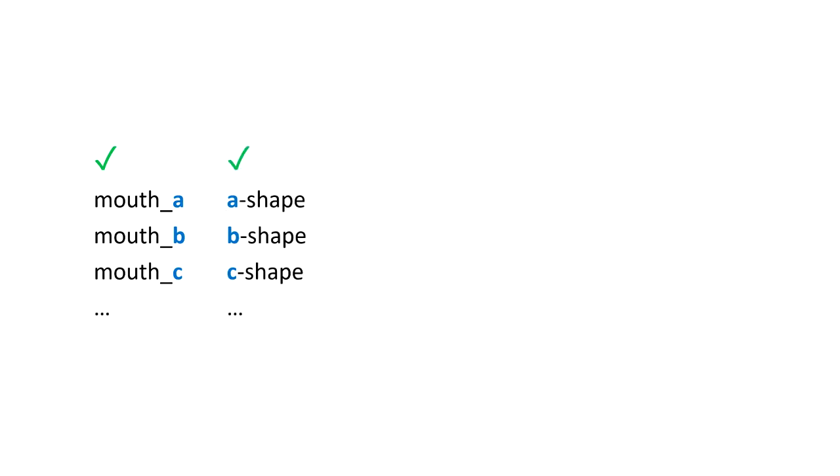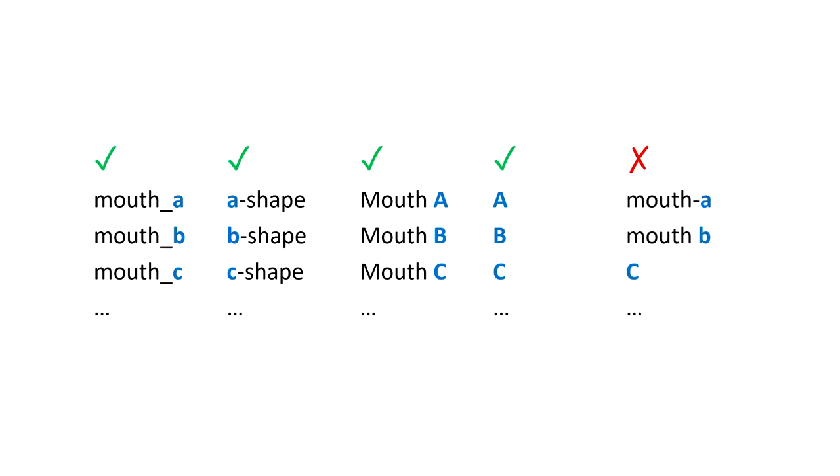I might just as well have called them A minus shape, B minus shape, and so on. Or mouth space A, mouth space B, and mouth space C using capital letters. Or just capital A, capital B, and capital C. But we could not, for instance, name them mouth minus A, mouth space B, and capital C. Whatever naming scheme you choose, it must be consistent.